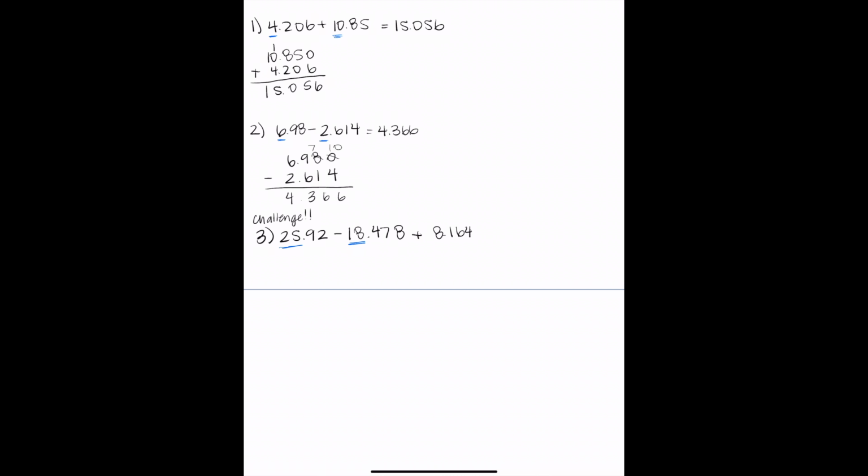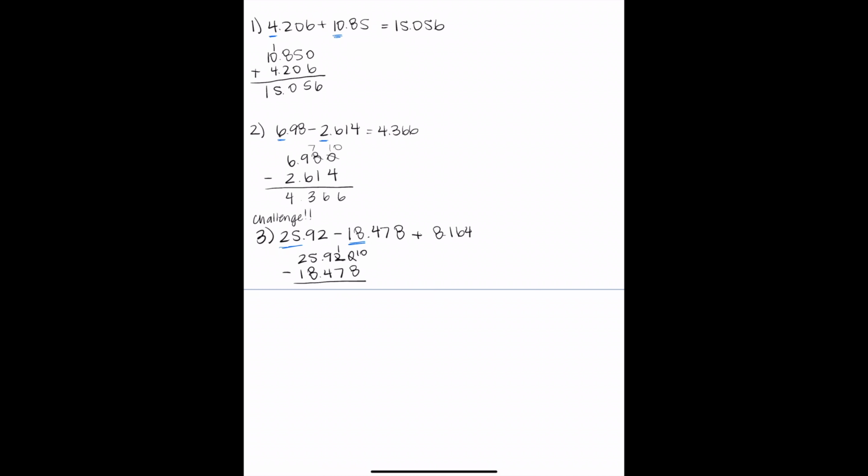25 is bigger than 18, right? So we'll put the 25 on top. And then just like our last 2 examples, we want to make sure that we align everything, right? Align all the place values. So we're going to have to add a 0 again after the 0.92 just to make sure that they're aligned. So we're going to go through, we will borrow.